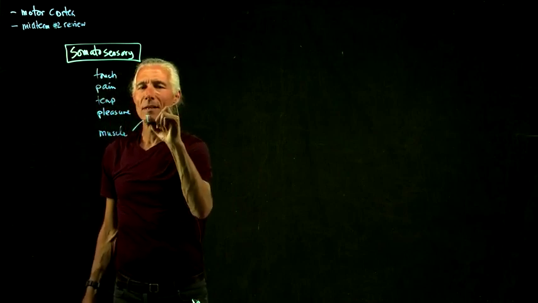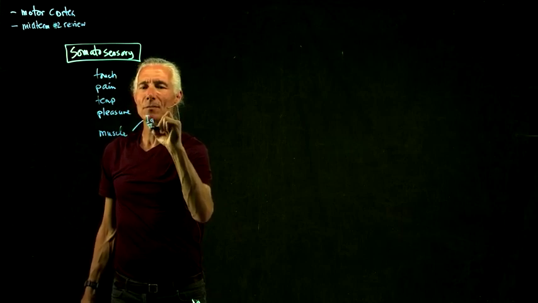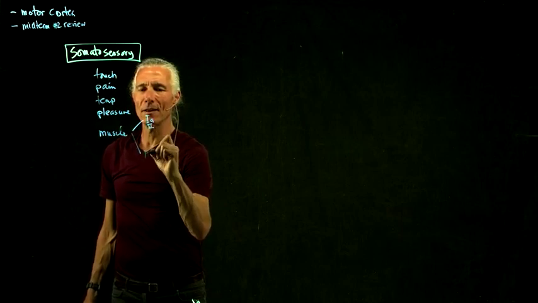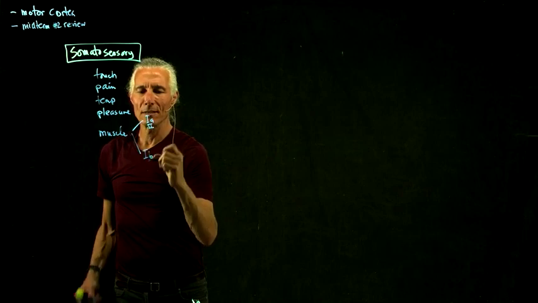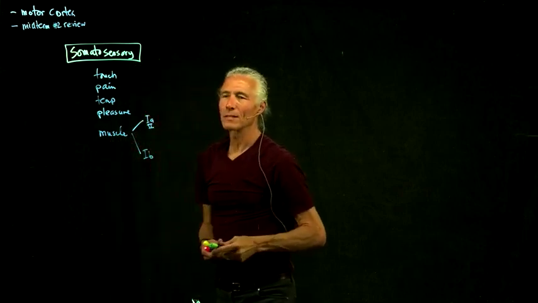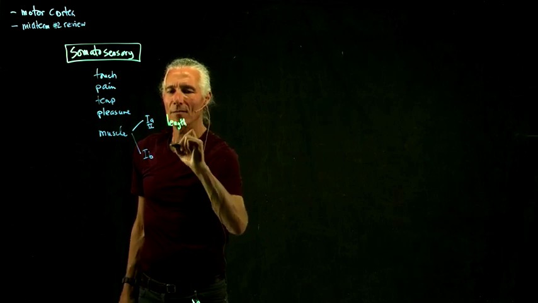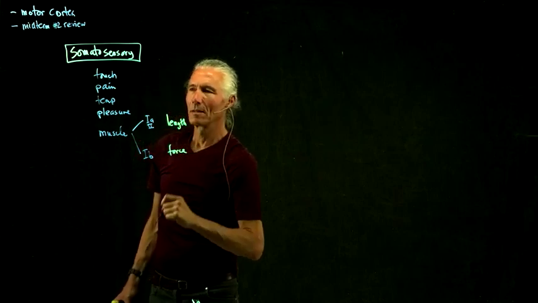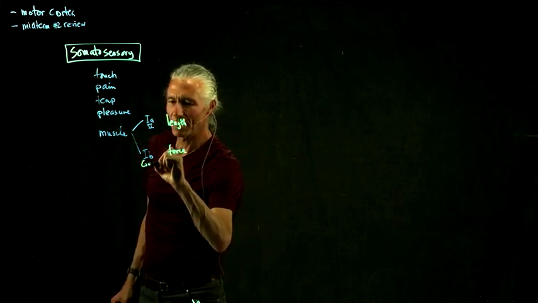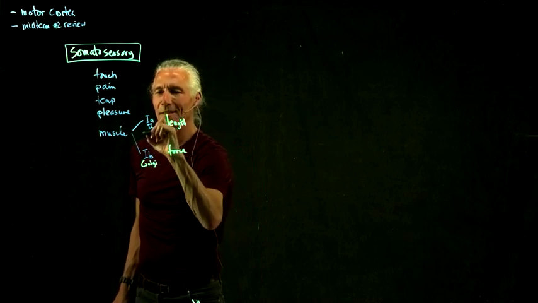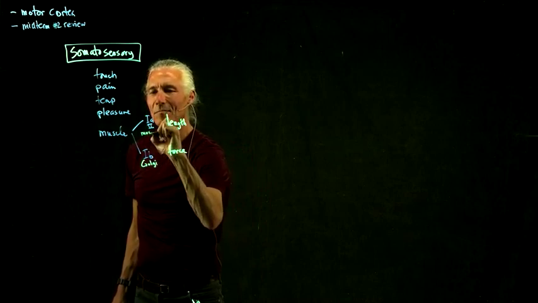We had the muscle spindles that detect length, and then the Golgi tendon organs. So these guys were detecting length and force. These guys, that's Golgi. And this is muscle spindles.